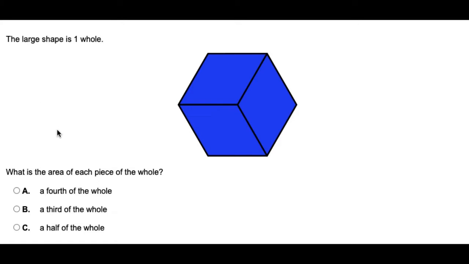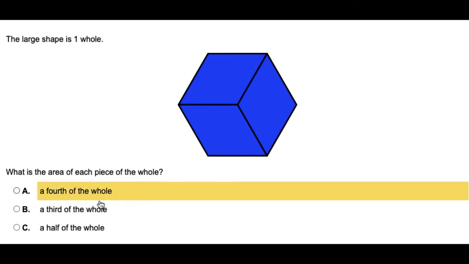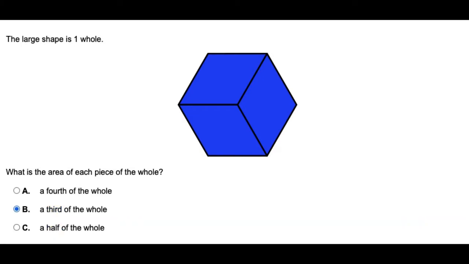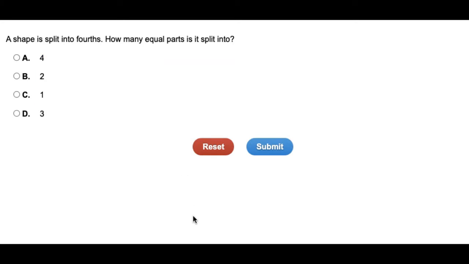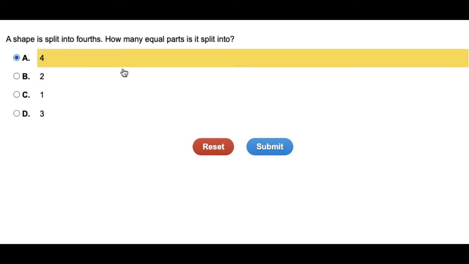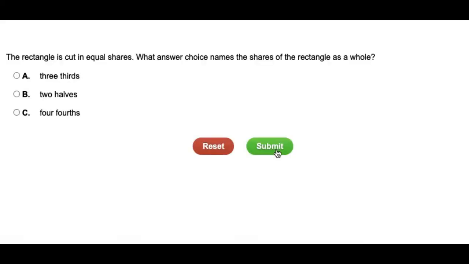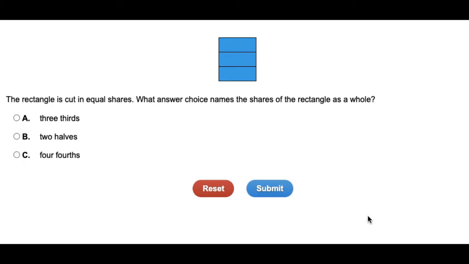The large shape is one whole. What is the area of each piece of the whole? So it's called 1/3 of the whole. Yeah. Because the thing is, it's divided into 3 parts. 3 parts, right? A shape is split into 4. How many equal parts is it split into? 4. 4. So quarters, there can only be 4.